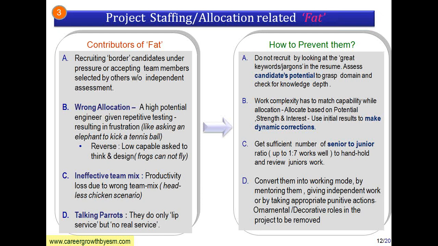Now, a project staffing and allocation related fact is basically how do you allocate the right person to the right kind of work with the right motivation level. First is about recruiting candidates. Recruiting borderline candidates under pressure, because there's a lot of pressure for you to recruit candidates. The customer is waiting, you don't have the right kind of resource, so you have to go to the market and recruit. Now there's a lot of pressure on you to recruit.